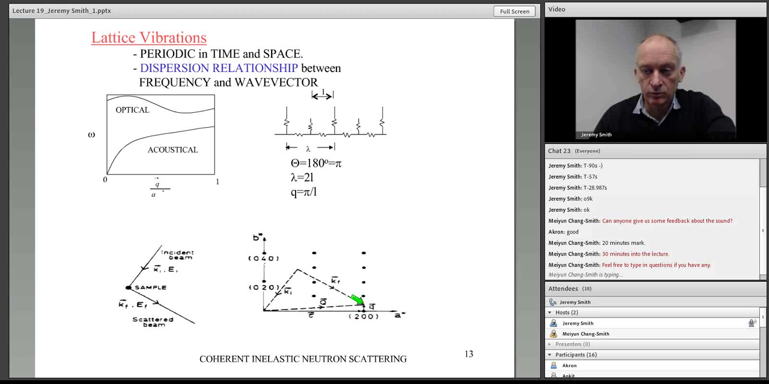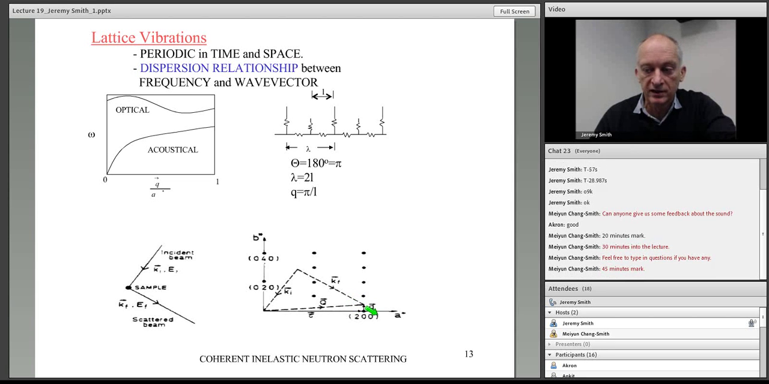Here, this is small q. That small q, that's your phase relationship. And then measure the frequency. Do an energy scan at this q point. And that gives you then the dispersion relations.